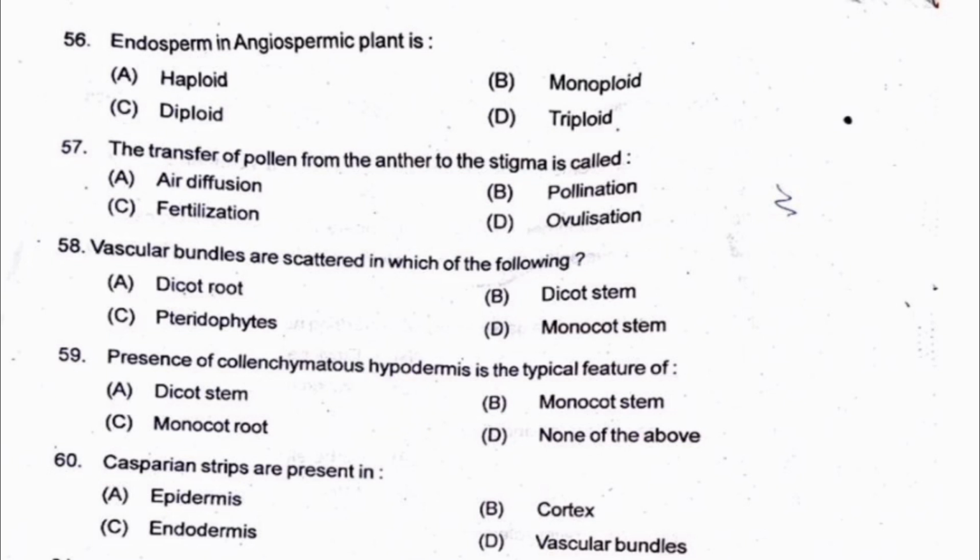Next, question number 60. Casparian strips are present in: option A, epidermis; option B, cortex; option C, endodermis; option D, vascular bundle.